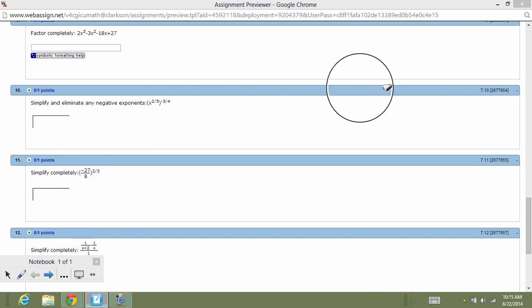All right. Question 10, after we clean up question 9, is an exponent question: to simplify and eliminate any negative exponents. And these, because of the formatting, which is something we'd like to clear up for the next iteration of this program, you're looking at x to the 2/5 power, and then that is being raised to the minus 3/4 power, just so that's clear what's going on there.